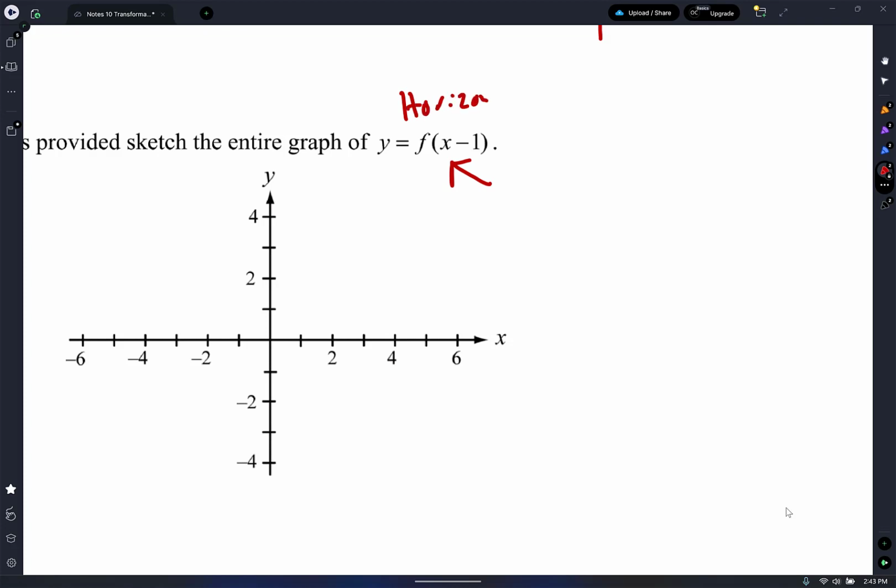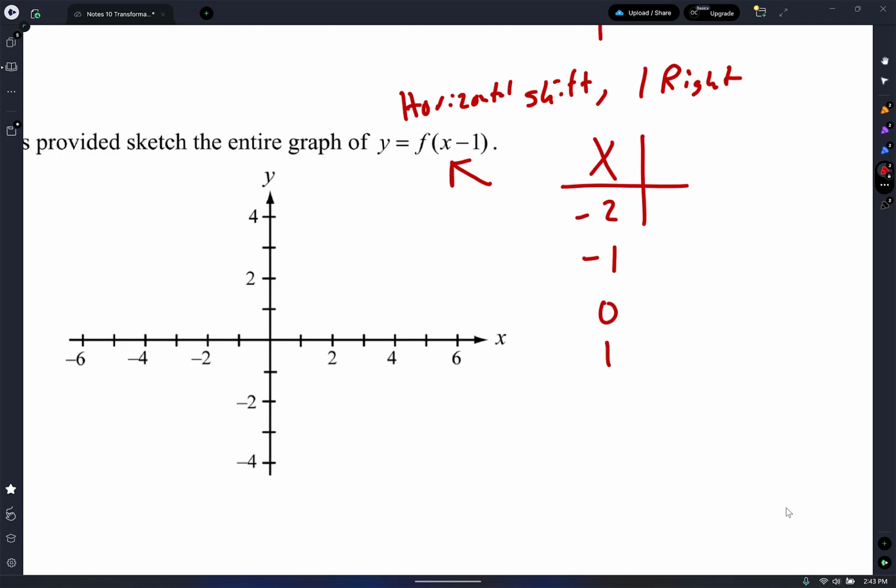Horizontal shift, 1 right. Well, if I know that I'm moving 1 to the right, I'm going to start at negative 2. Negative 3 turns to negative 2, right? So negative 2, negative 1, 0, 1, 2, 3, 4.